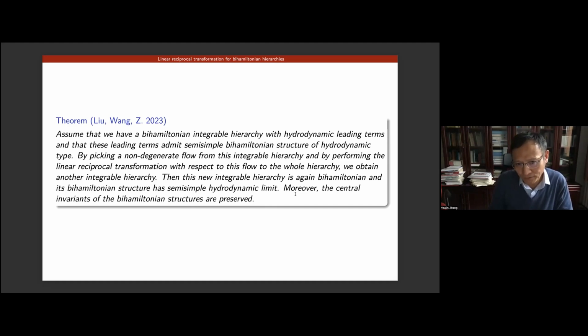of the bihamiltonian structure. So this theorem gives us a clear picture of the transformation law for bihamiltonian structures after linear reciprocal transformations. However, we do not know the explicit formula. This theorem, of course, only gives us the existence, not a constructive result, on these transformed bihamiltonian structures, unlike in the leading term. For the leading term, we do have it.